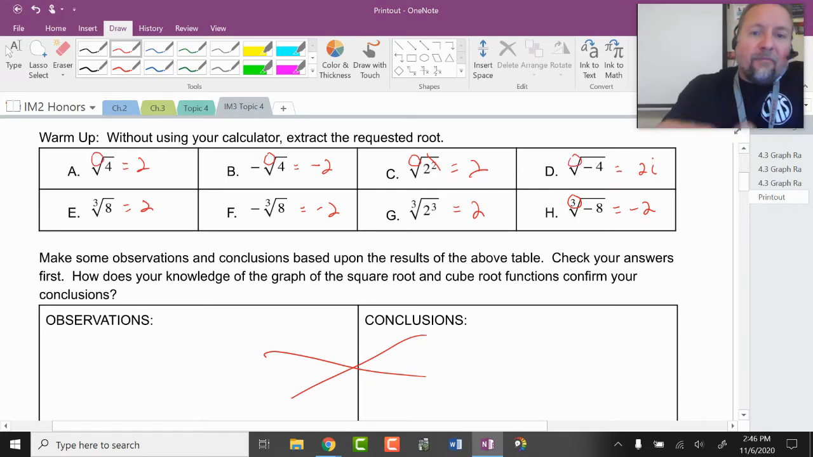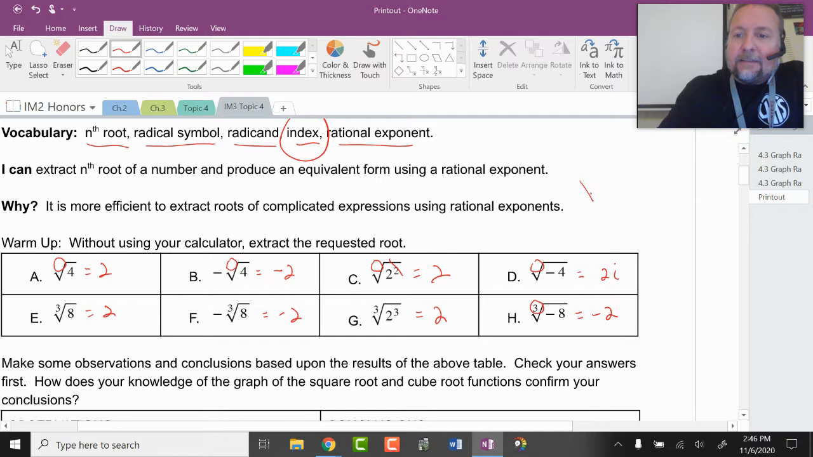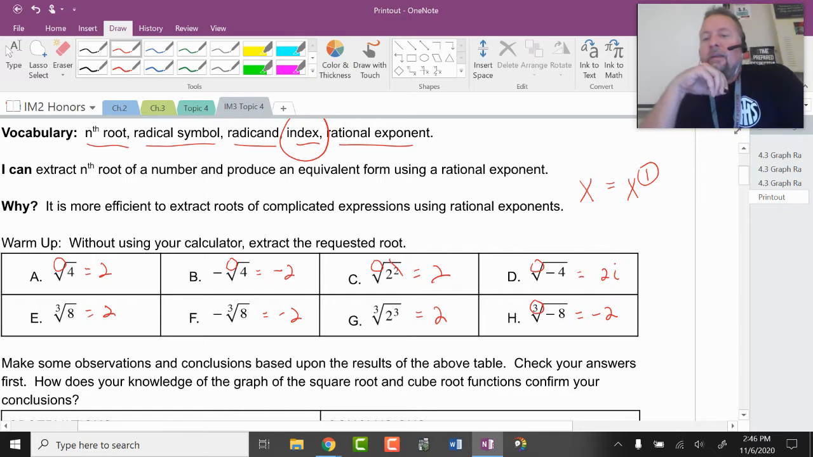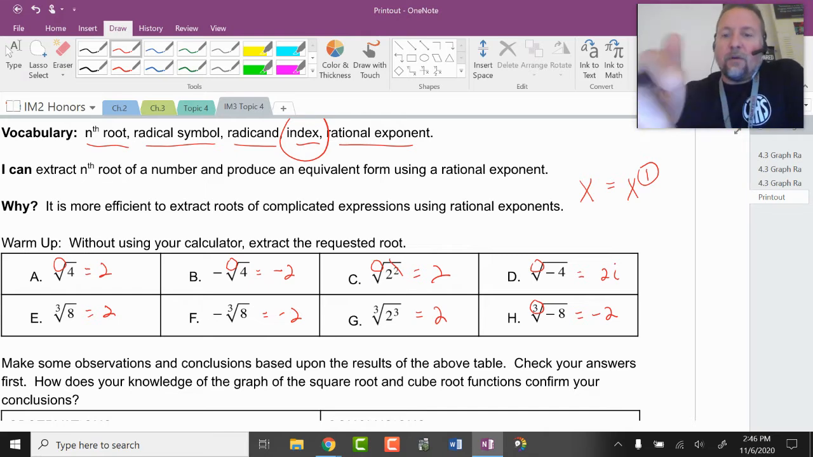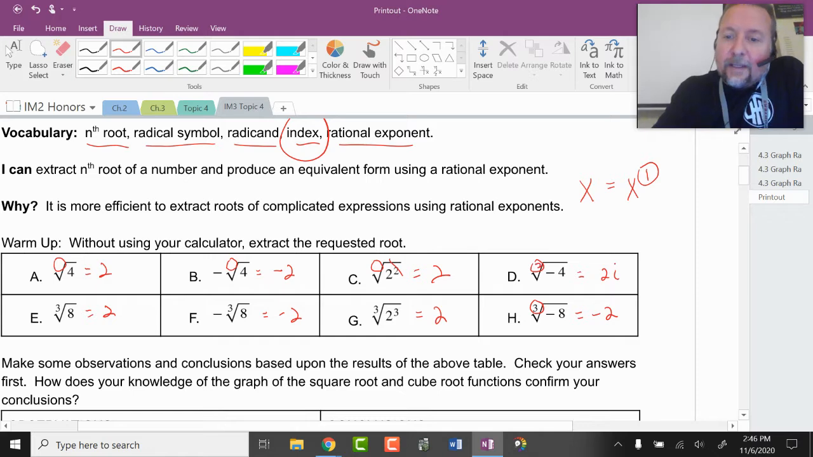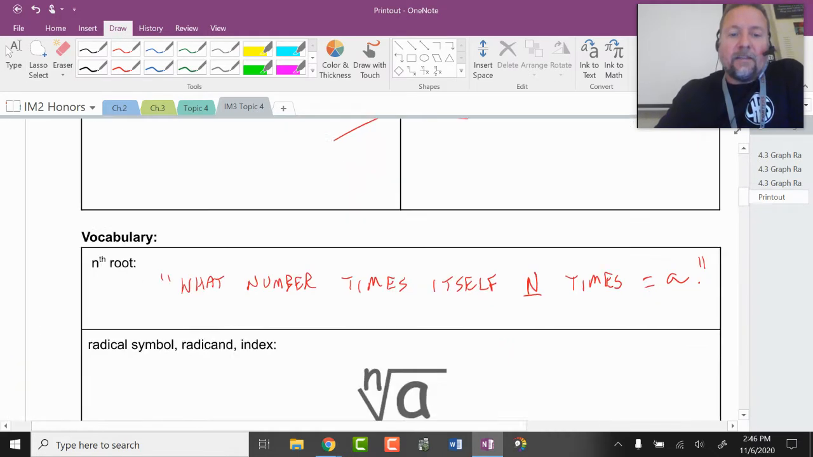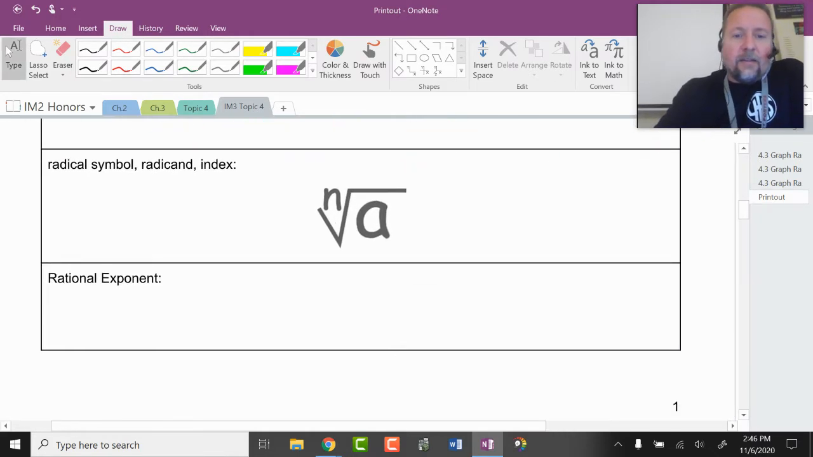There's a lot of things that are invisible in math, like x. What does x equal? x to the what power? And the answer is not 0, it's 1. But we just don't write it because it's not necessary. We assume it. So for square root, we assume a 2 there for the index. What number times itself twice equals the number on the inside? I really hope you can get this understood.